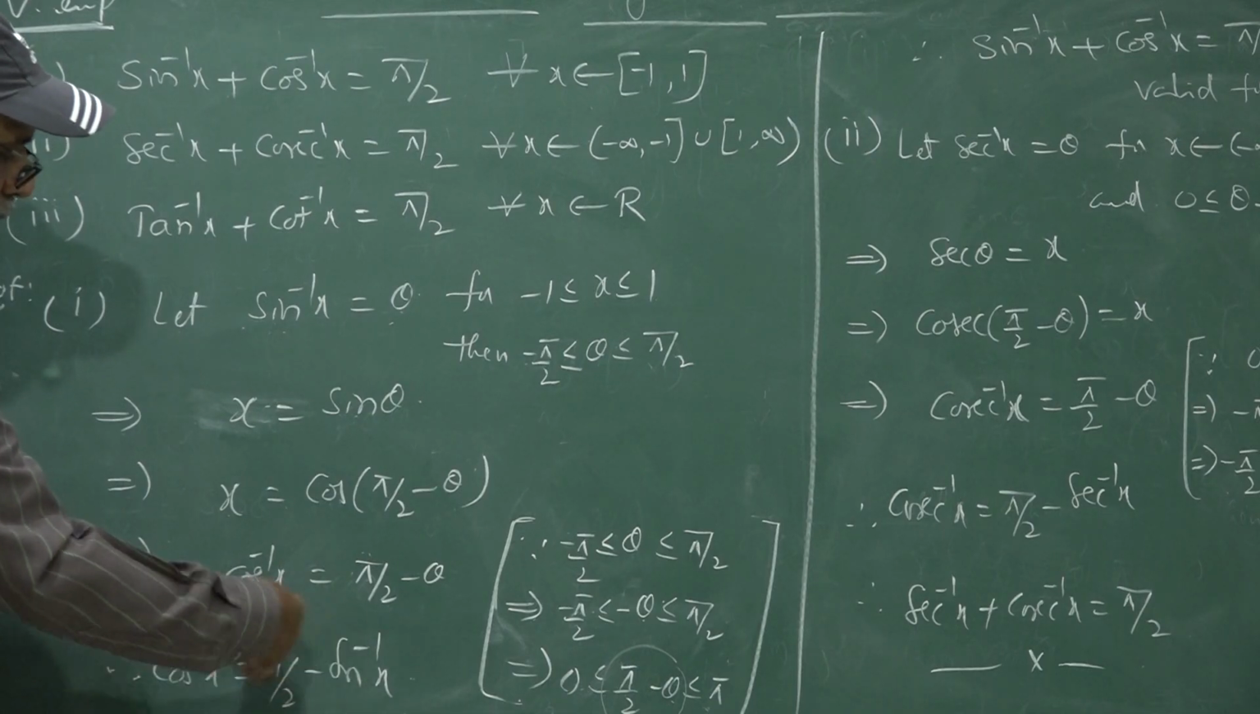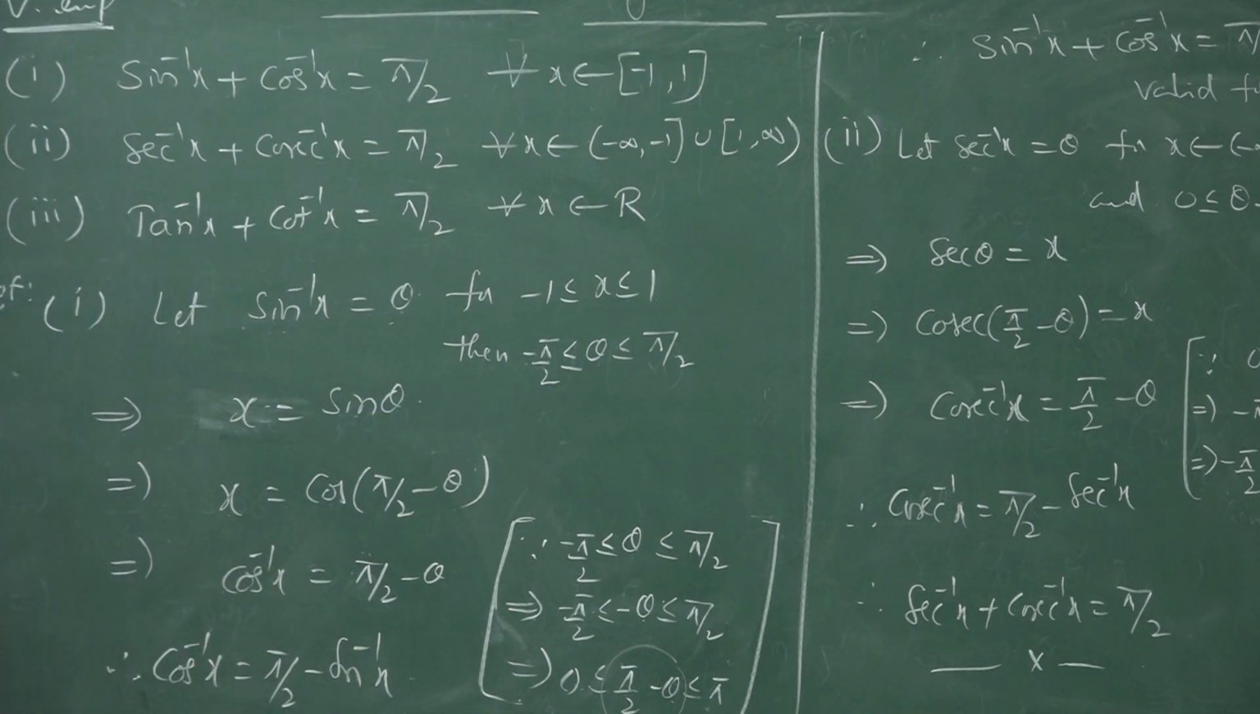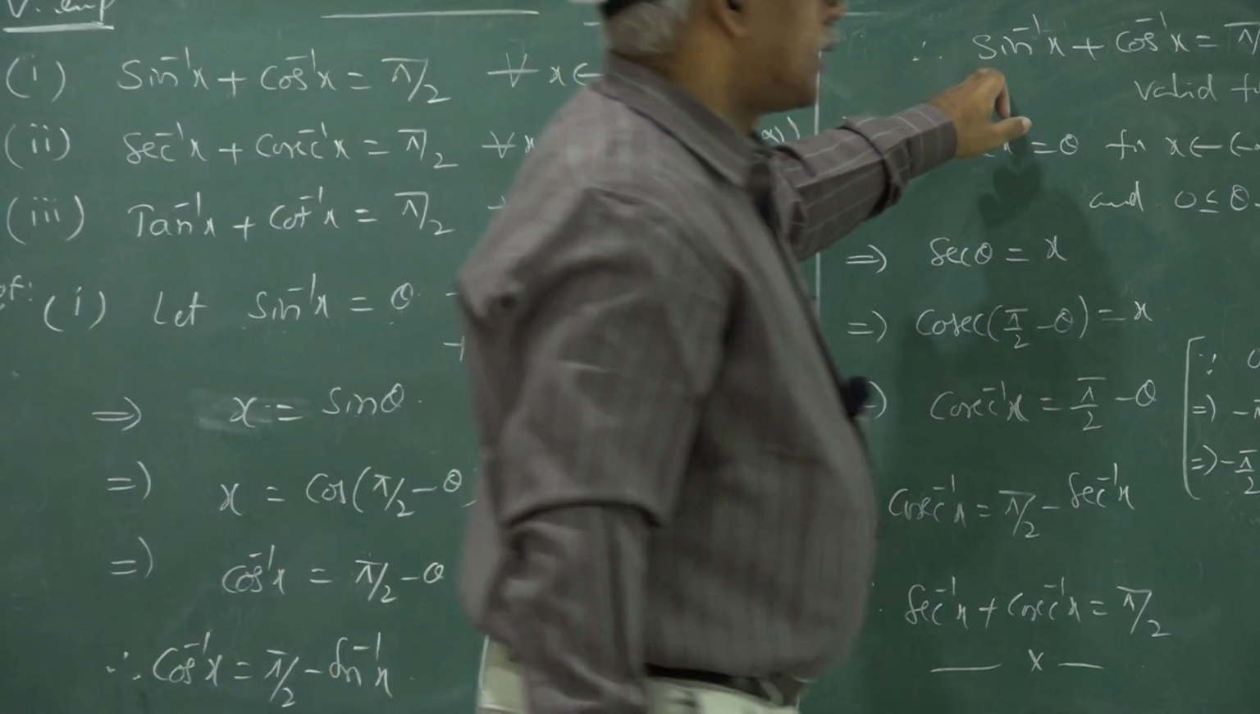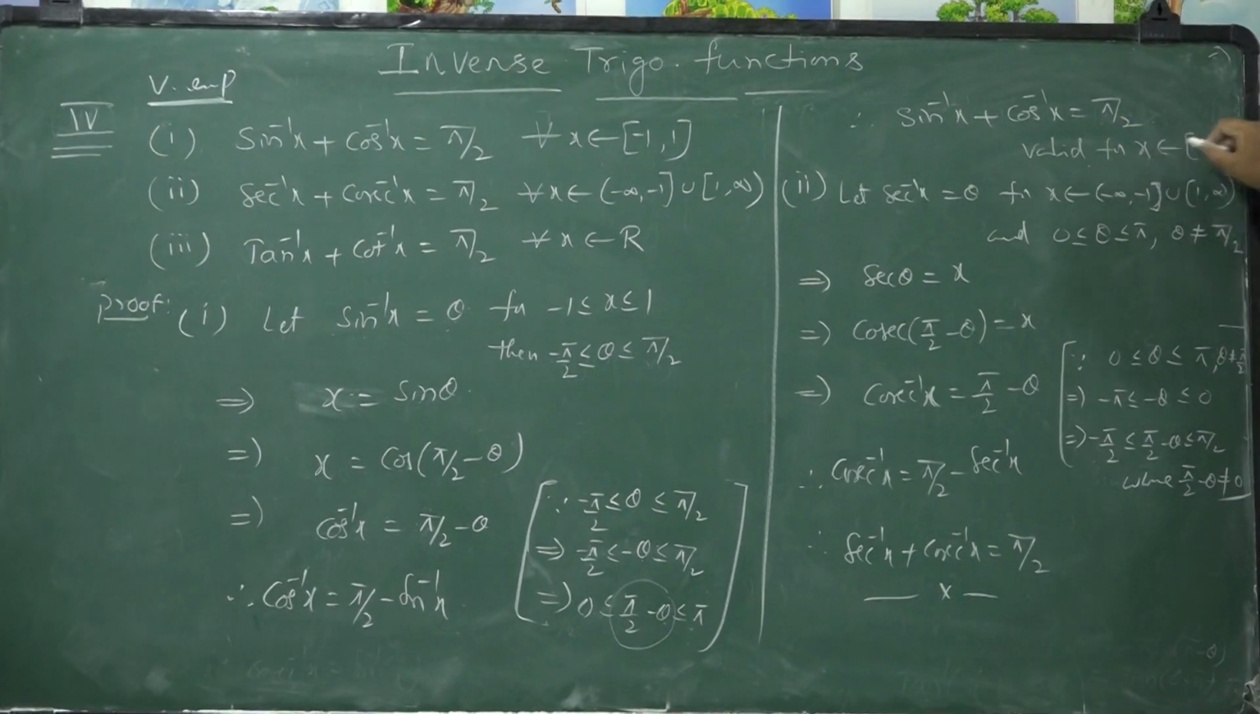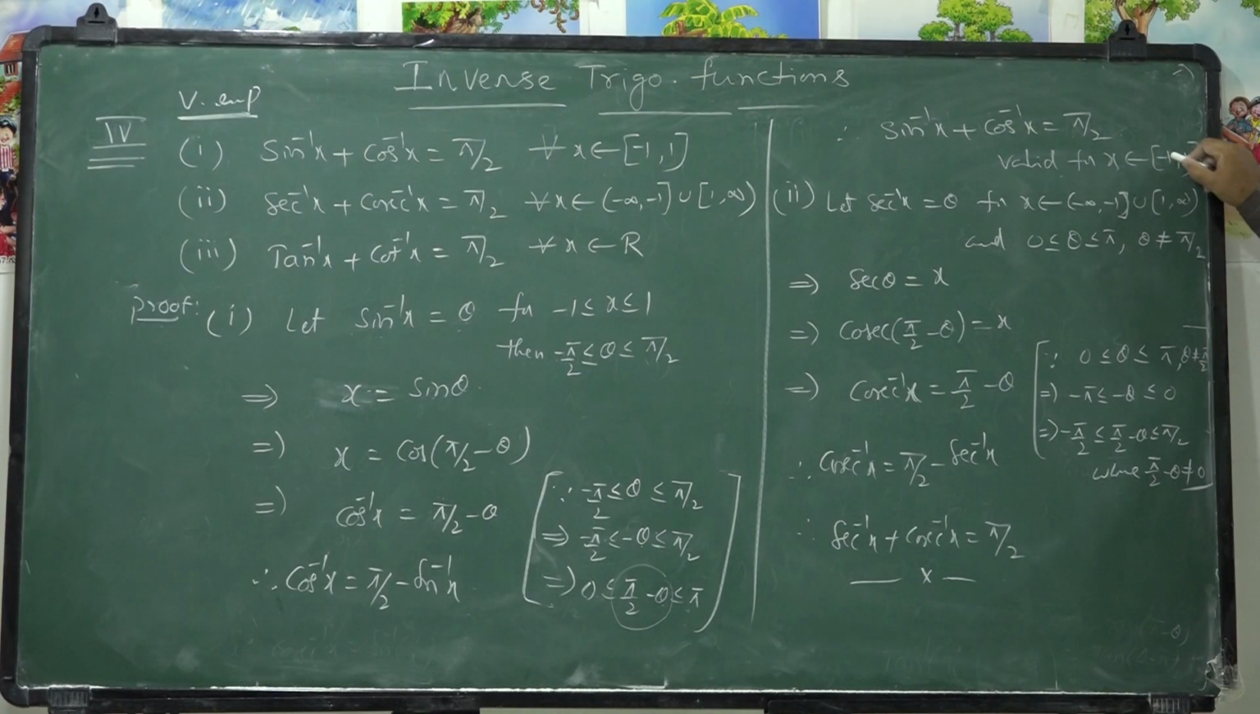Now transfer this term sin inverse x to this side. We get the required result sin inverse x plus cos inverse x equal to pi by 2, which is valid for all values of x that lies between minus 1 and 1. This is the first case.